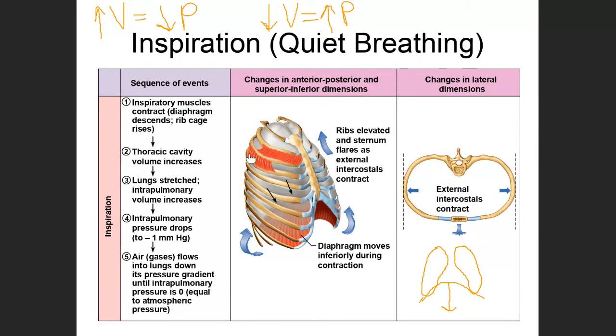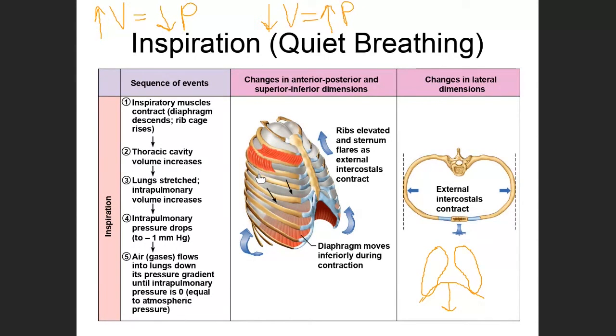Go ahead and look at yourself taking a deep breath right now. You'll notice that your rib cage expands, and that's due to the external intercostals contracting and pulling the ribs below them out. What that does is increase the volume of the thoracic cavity in the horizontal plane as well. So we're getting an increase in volume of the thoracic cavity and of the lungs.